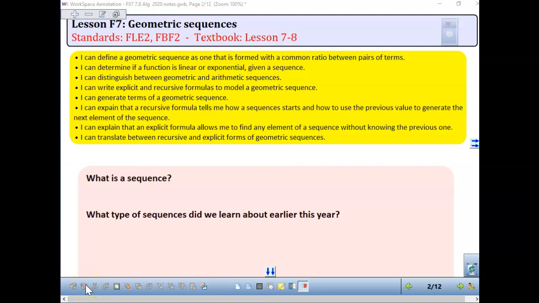Lot of I can statements. This is our last lesson of the unit. Test is coming up this week on Friday. You'll notice if you look at the work week up here and what we're doing.